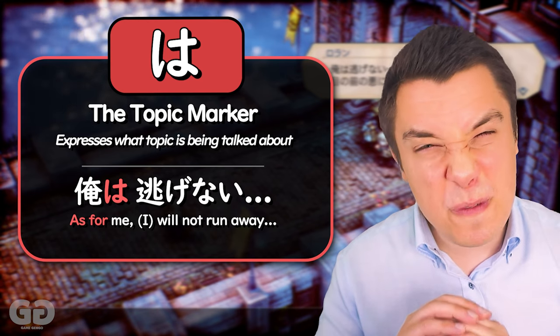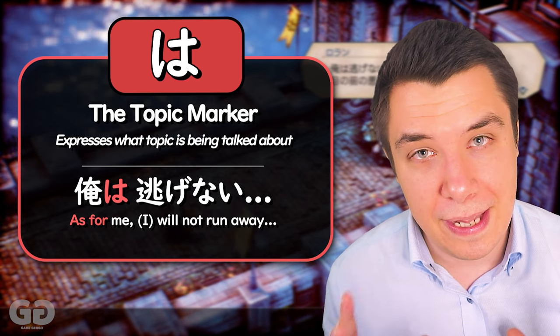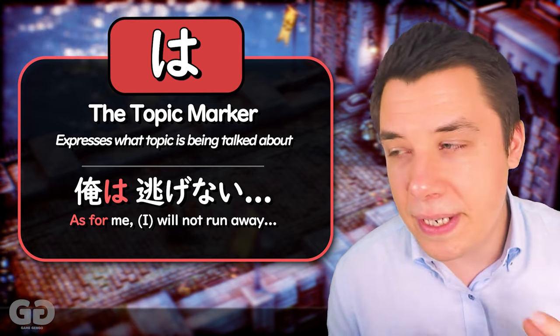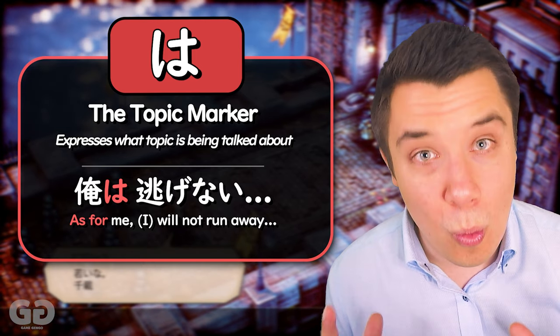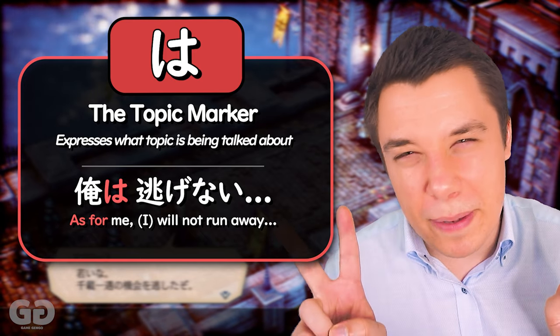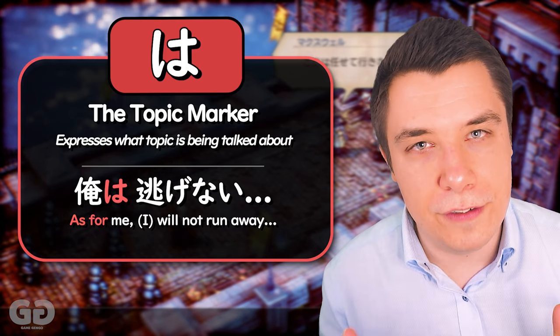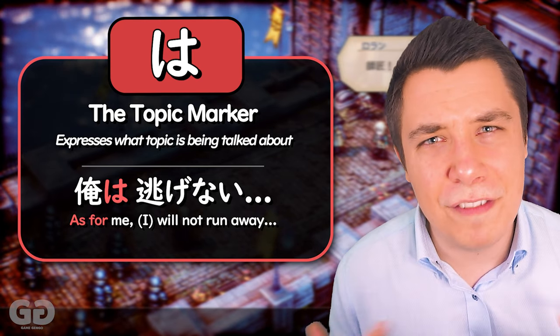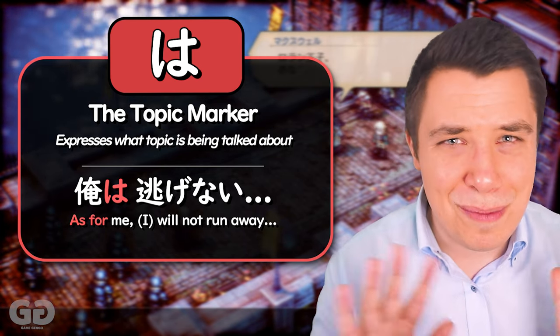So this is one of the most fundamental particles in the Japanese language, and you can see that it's written with the hiragana for ha, but it's actually pronounced as wa, always, when it's used as a topic marker. So what does that mean, topic marker? Because it can be a little bit confusing for people coming at Japanese from languages like English, where we don't really have a lot of these type of things like topics and subjects.